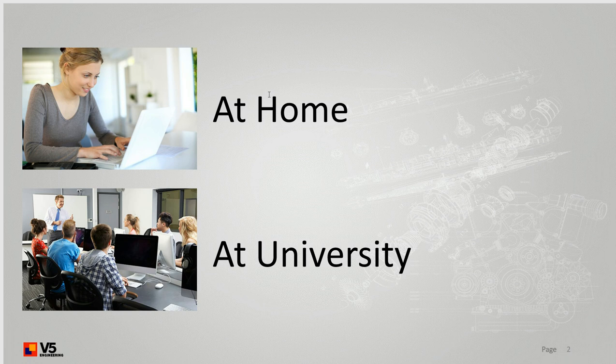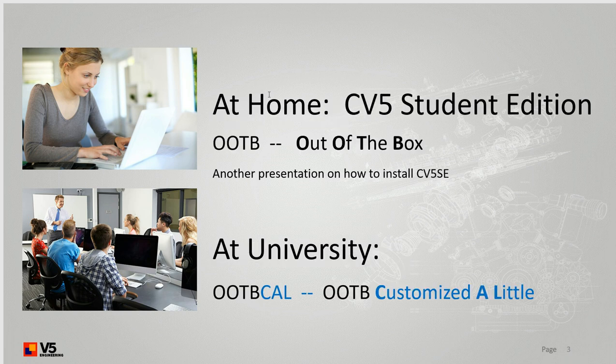So at home and at the university. At home, you're going to be running CV5 SE Student Edition, and we do have another presentation on exactly how to install CV5 SE. Once it's installed, we call this the out-of-the-box software, or OOTB. That's a very common industry term. At the university, I'm going to make up a new term. I'm going to call it OOTB Cal for customized a little.